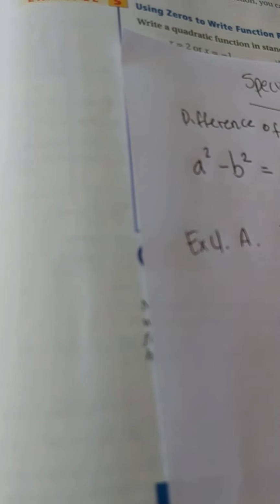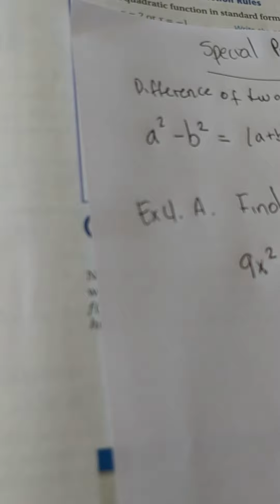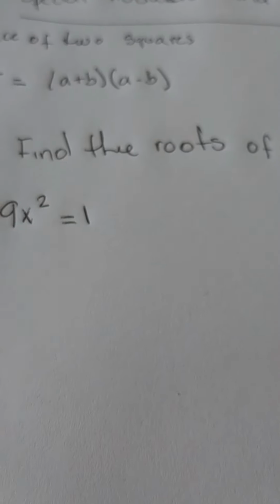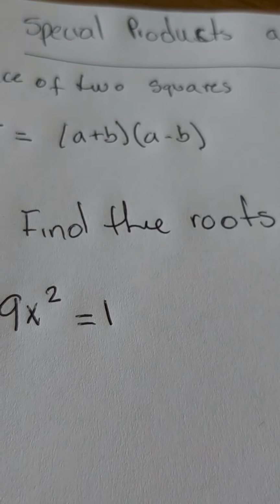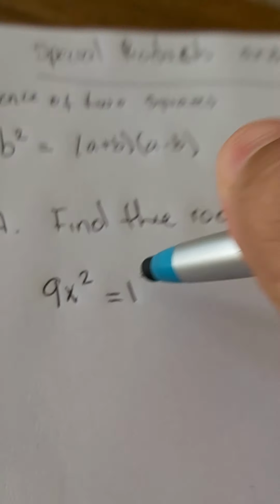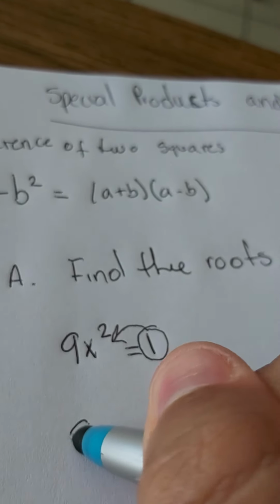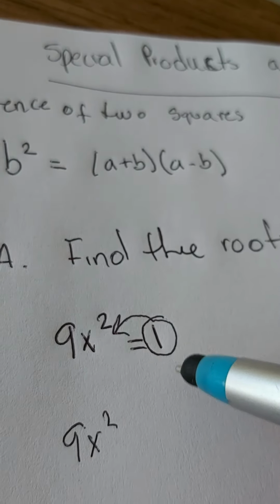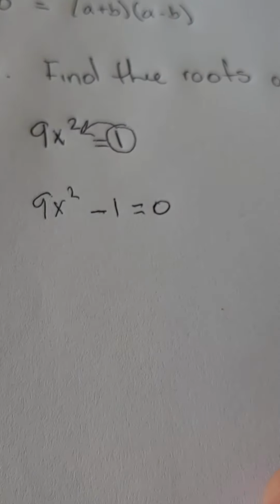So the roots are, for part A, and the equation is 9x squared equals 1. So we have 9x squared equals 1. Let's make this equal 0. How do we make this equal 0? We pass plus 1 to the other side, and we get 9x squared minus 1 equals 0.